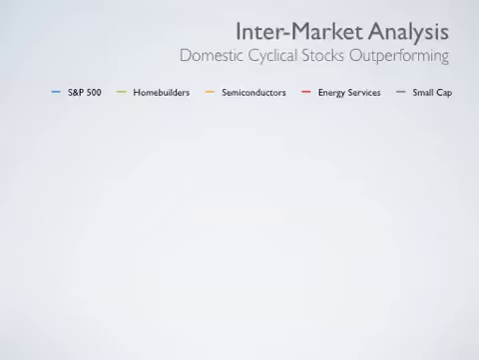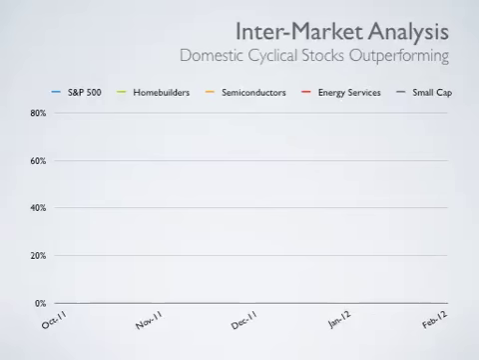This next slide, I'm going to talk about intermarket analysis. Intermarket analysis is the study of different markets together and how they're performing against each other in order to determine the strength of the market as well. In this case, we're going to look at some domestic cyclical stocks. Cyclical stocks are stocks that perform or outperform when the economy is doing better. And let's take a look at that versus the S&P 500 again.